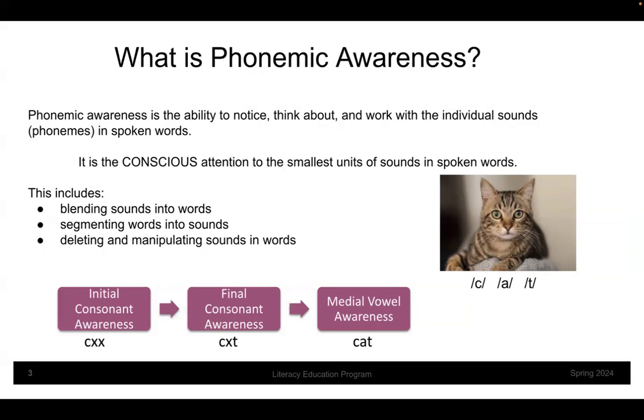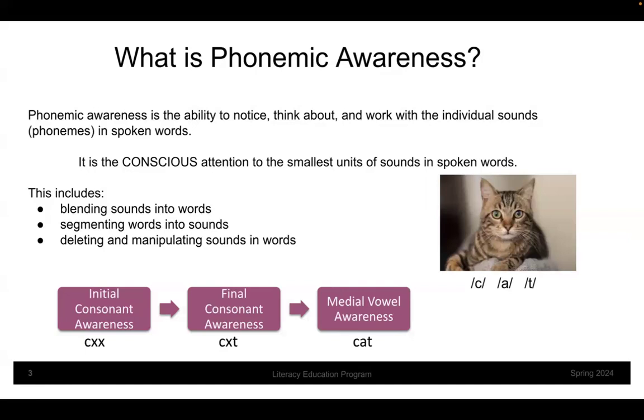If you were to work with a young child, they might hear the word cat and hear one sound, cat. But we know that cat is made up of three distinct individual sounds. Each letter in that word, C-A-T, represents an individual sound, okay? It is our goal to help children become aware of each of those sounds and to help them learn to manipulate those sounds by blending them into words.